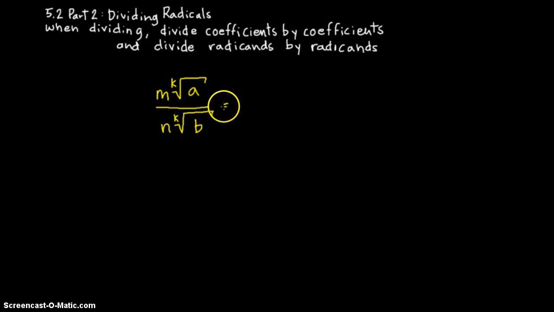So when I say you divide coefficients by coefficients, I'm talking about these numbers. So you divide m by n, and then I divide the radicands together. So I can put both of those in the same square root. In other words, this really can be looked at as a divided by b, both inside the root. Sorry, I forgot the k there. So that's generally what I mean by what I'm saying up here.